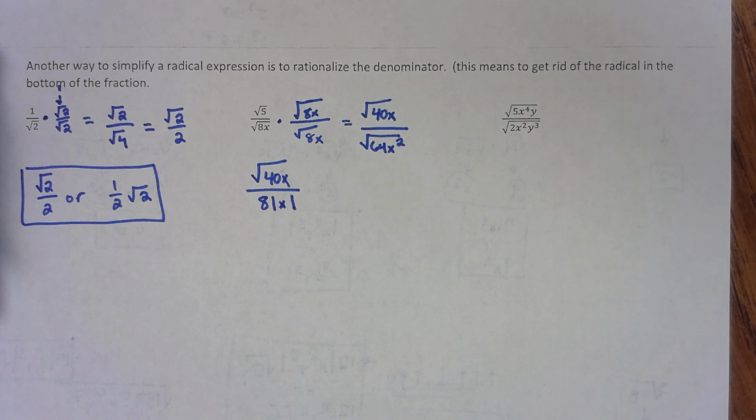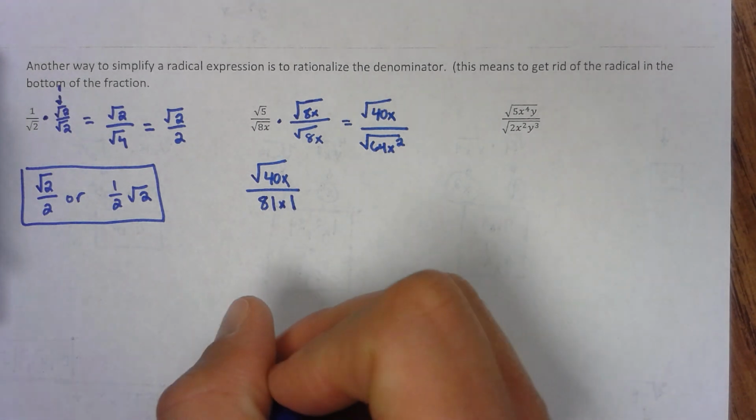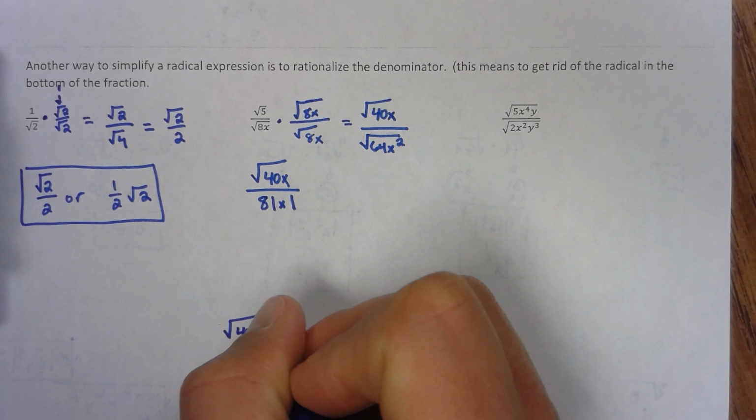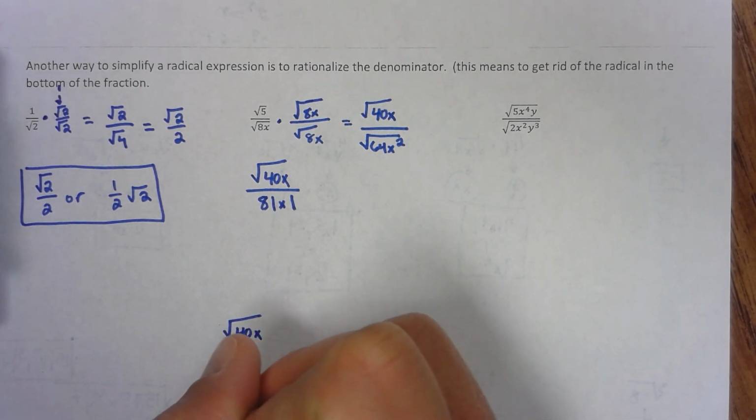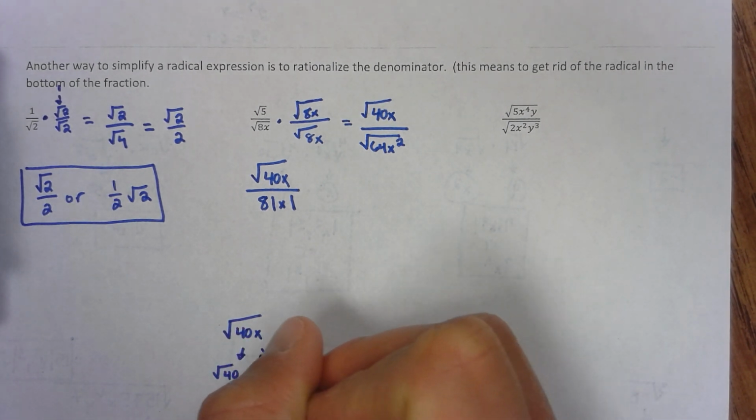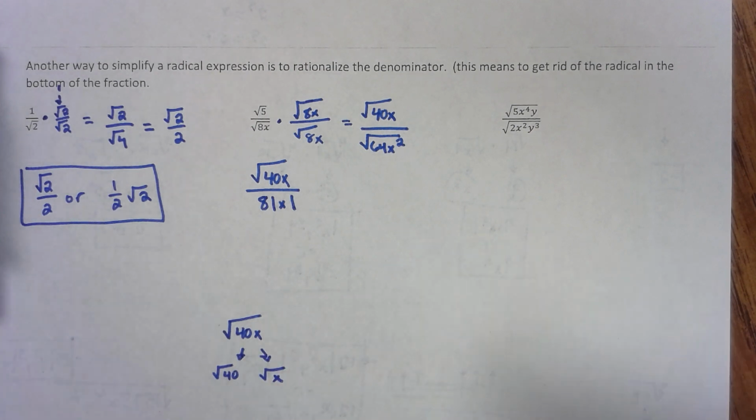And then the numerator is not considered simplified yet. So there's actually a little bit more work that we have to do here. I'm going to recommend that we work on simplifying this on the side. I call this doing some side math. So let's see if we can figure out what root 40x simplifies to be. Root 40 times root x.